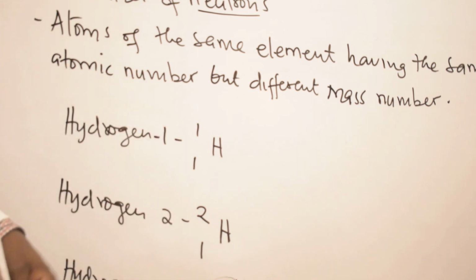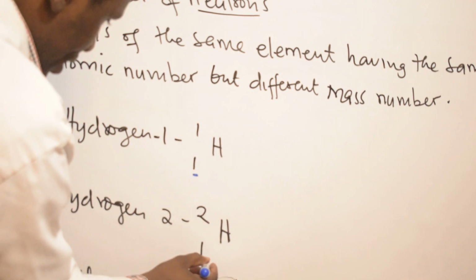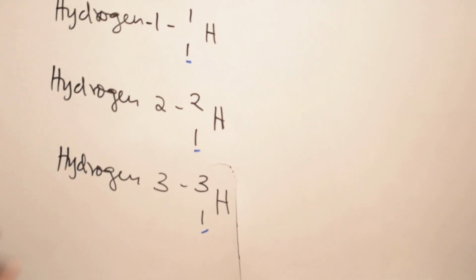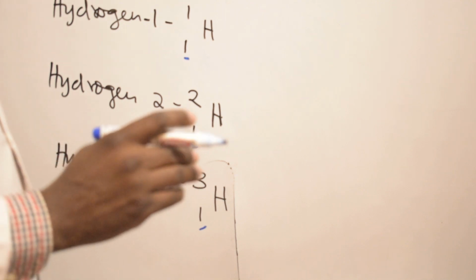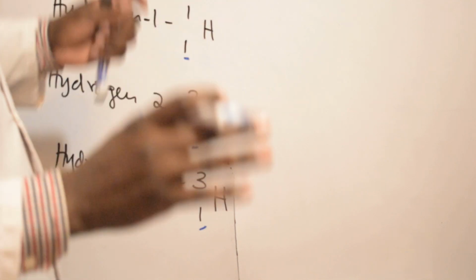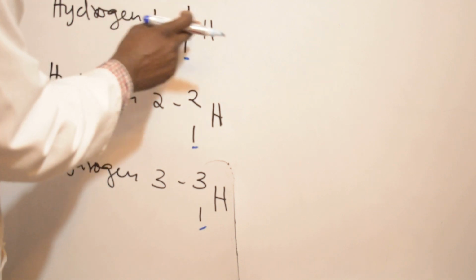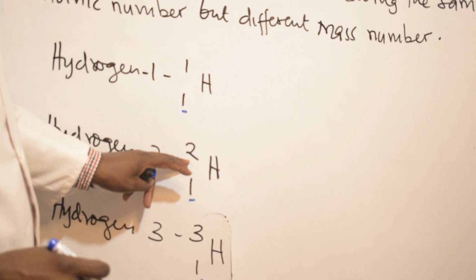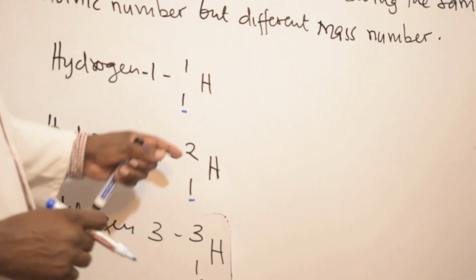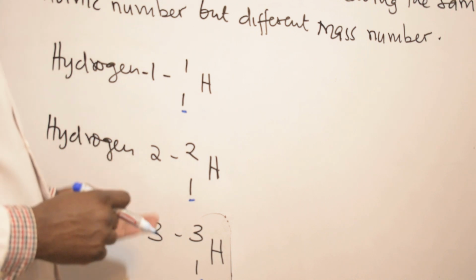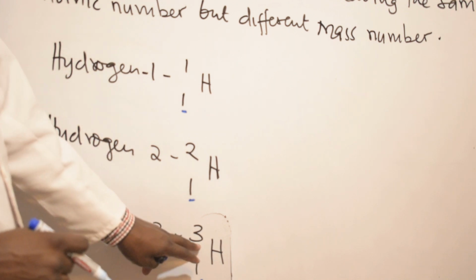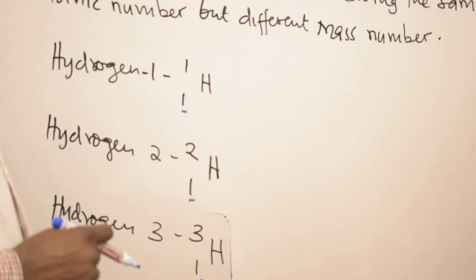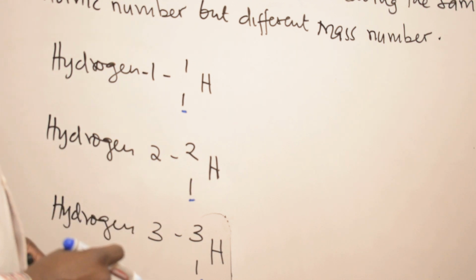You realize here that the atomic numbers will be the same. I'm talking about 1, 1, 1, 1. These are atomic numbers. They are the same. But when you get to the mass numbers, the mass numbers are different. The first isotope has a mass number of 1. The second has a mass number of 2. This is deuterium, and this one is tritium with a mass number of 3. These are isotopes. That's what we're talking about.